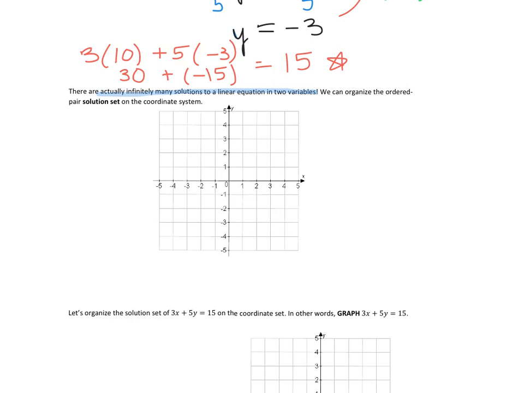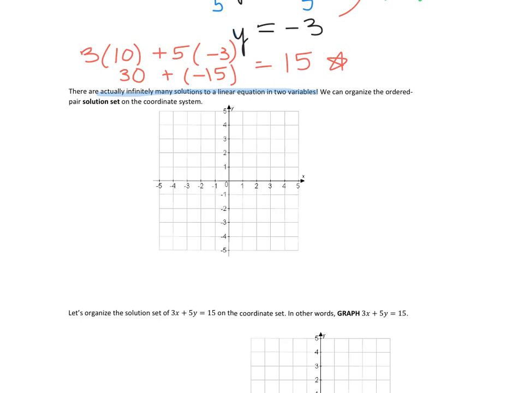And so we have the equation that tells us this relationship, but we can also organize all of our ordered pair solution set on our coordinate system. And that's what we call graphing. Okay, so that's the direction we're going. We're going to be graphing on a coordinate system the solution sets to all of these linear equations.